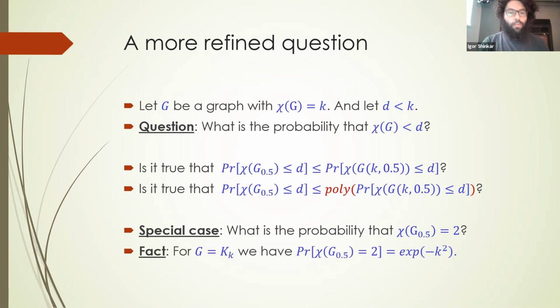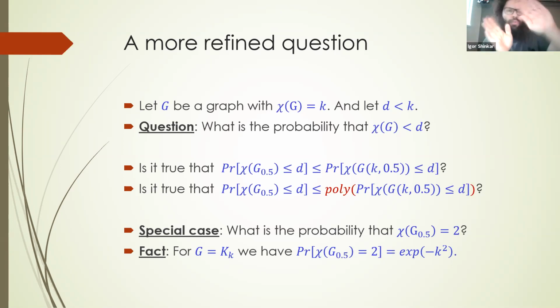Let's try to compare it to the clique. For the clique, the probability it becomes bipartite is exponentially small in k squared. Why is that? What does it mean it becomes bipartite? We have some bipartition, so that there are no edges here and no edges here. We can fix one bipartition. One of the two halves has at least k over 2 vertices. It means it has at least k squared divided by 4 edges inside, so the probability to kill all of them is exponentially small in k squared.